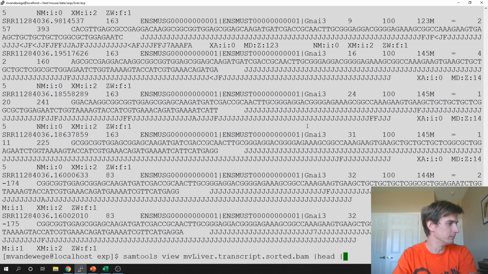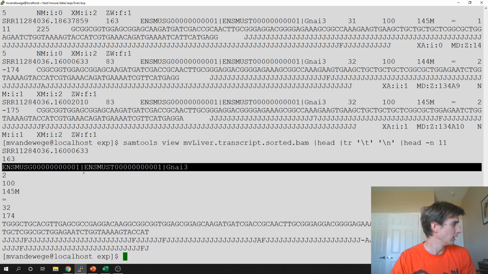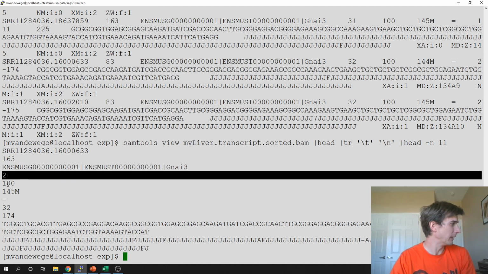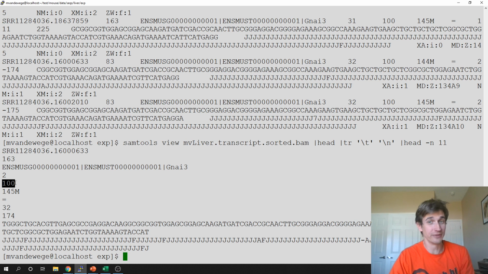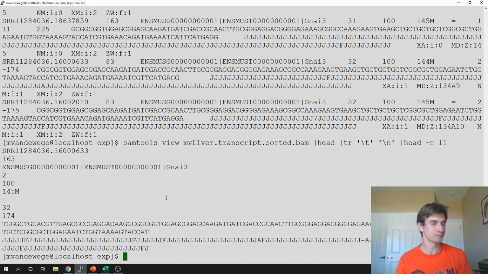I'm going to do some magic to get one line of a SAM file to go across multiple lines. So again, we have the read name, how it mapped, forward, reverse, which gene it mapped to, where in the gene it mapped to, how well did it map, some information about how it mapped, additional stuff, the sequence, and the quality. And that's kind of all we need to care about in a SAM file.